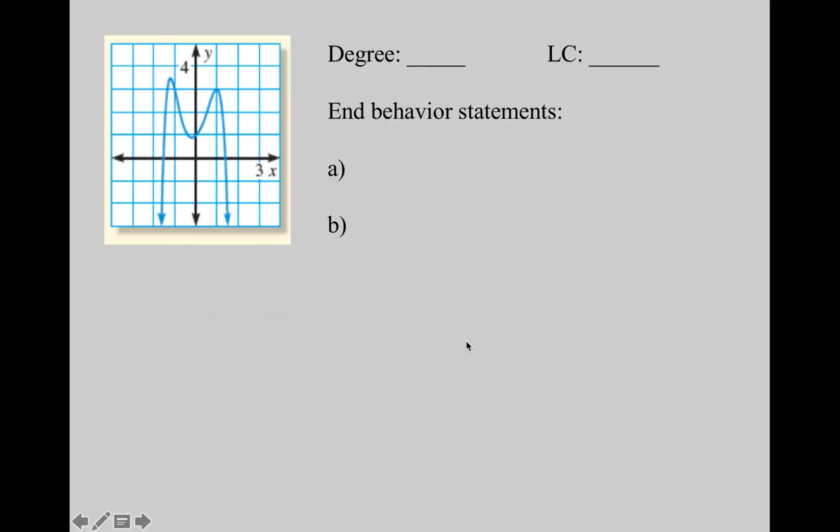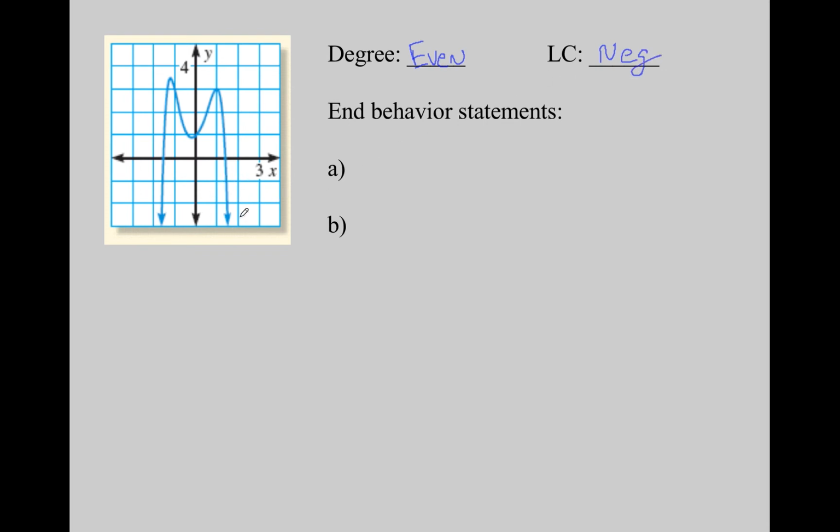Okay, now we can do the same thing from the graph. So hit pause, see if you can fill that in for us. Great, now that you're back, both these arrows go in the same direction, so I know that this is going to be an even degree. I don't know what degree it is yet, but I know it's even. My leading coefficient, I know it's going down, so my leading coefficient is going to be negative.